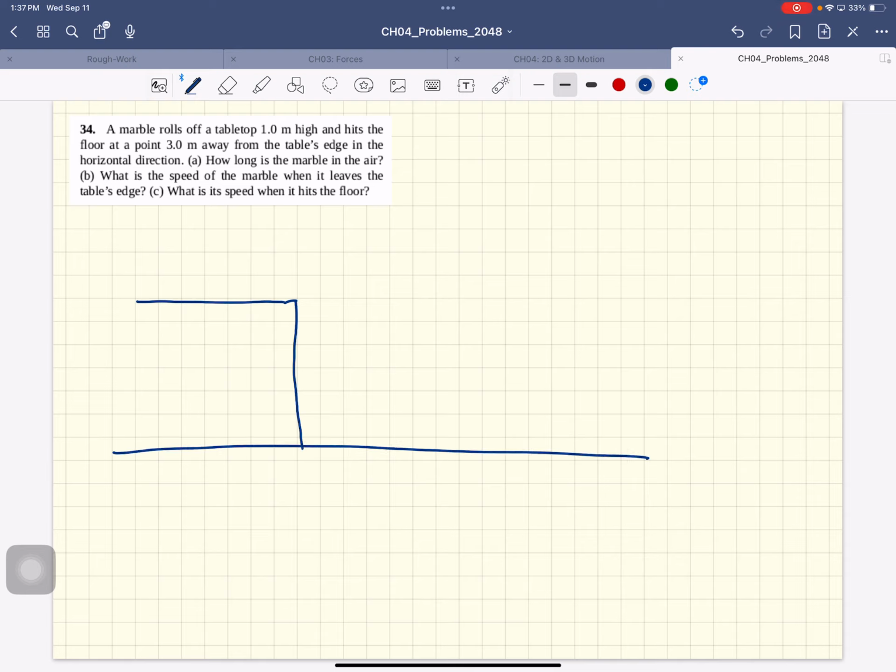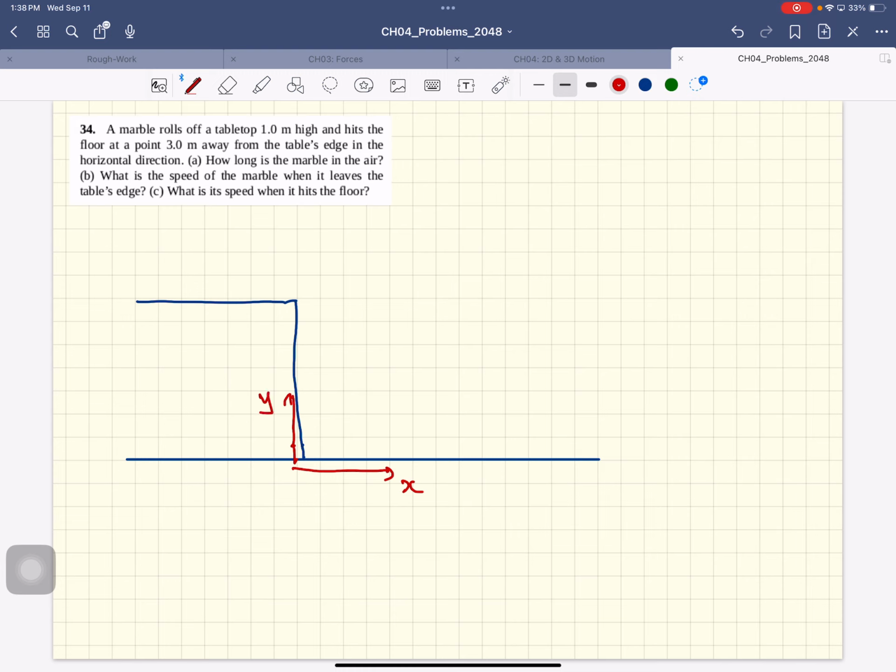Okay, so these are two-dimensional problems, and one of the first things you want to do is set up your coordinate system. I won't draw the details all the time, so let's say this is the XY axis. So a marble rolls off a tabletop. When it's rolling off, you see its velocity is horizontal. And what you want to do is write all of these in component form.